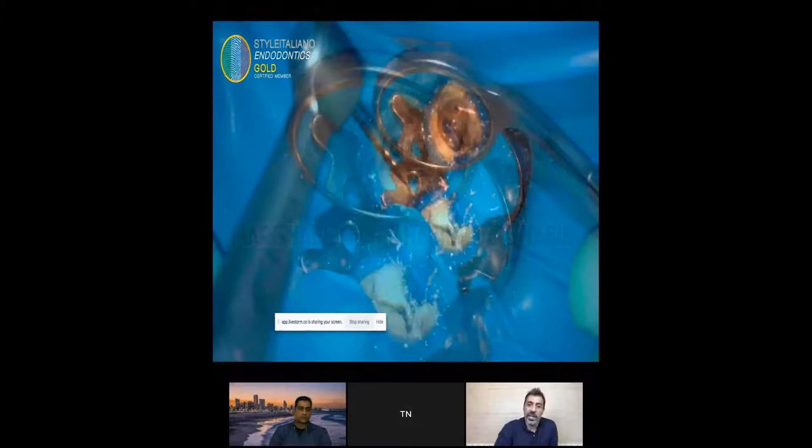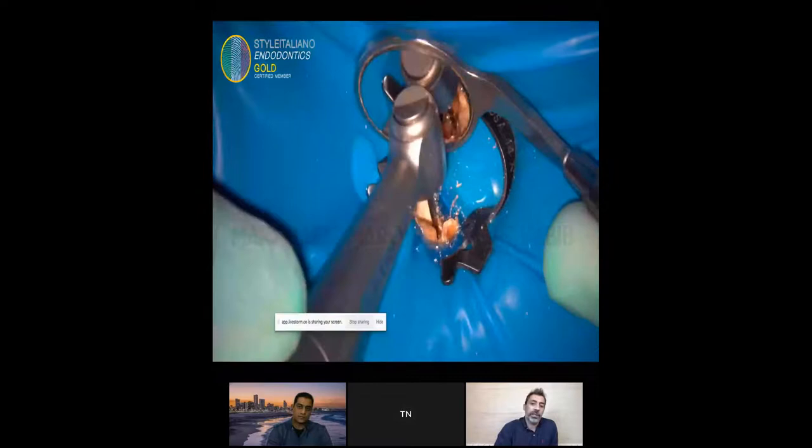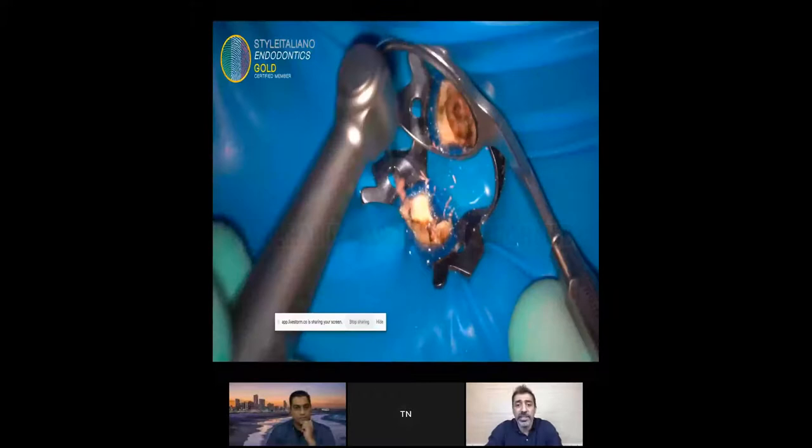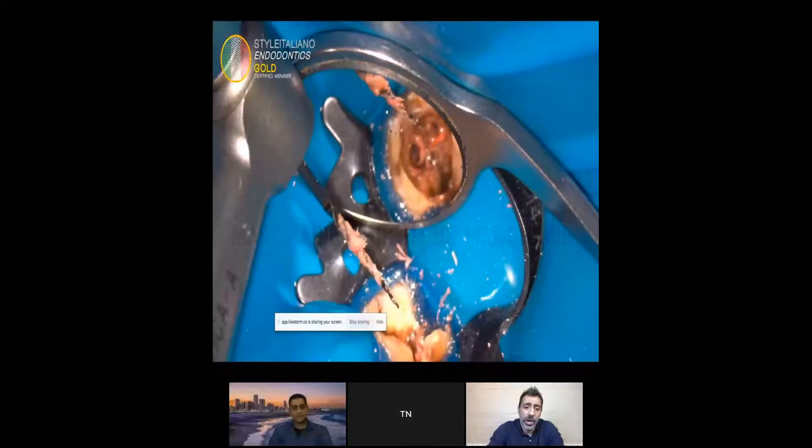And here I'm using the SV, the 20, 10% taper for a retreatment. And it is really efficient. If the rubber is already liquefied a little bit, you can see the cutting efficiency. You can see the liquefied gutta percha on the SV file. So I'm removing and I'm pre-flaring at the same time.